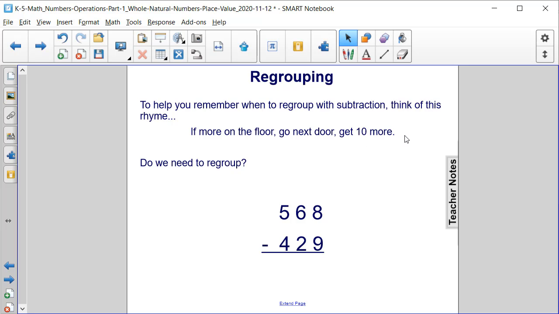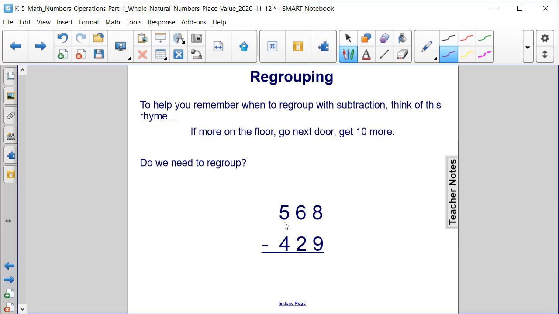To help you remember when to regroup with subtraction, think of this rhyme. If more is on the floor, go next door and get 10 more. If we look at our example, do we need to regroup it? Well, if we look at the hundreds, it doesn't look like it. Tens doesn't look like it, but the ones, yes, we are going to need to regroup.